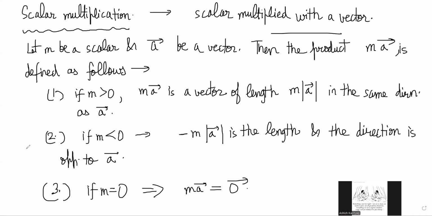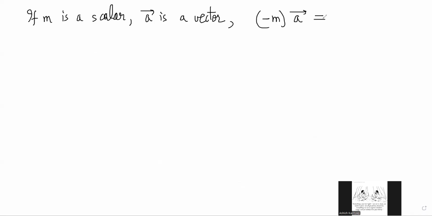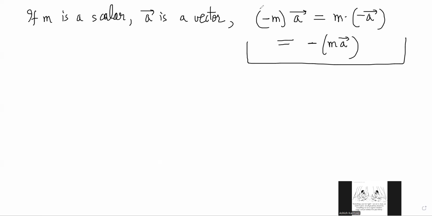So some basic properties of scalar multiplication that you should know are, if M is a scalar and A is a vector, then we can say that minus M times A vector is equal to M times minus A vector and is equal to minus of M A vector. All of these three things are the same, which means that we can take the minus sign anywhere in this multiplication and it will be the same thing, right?